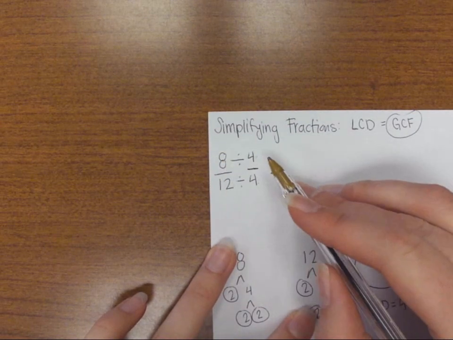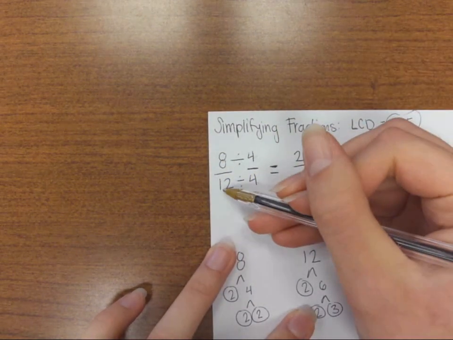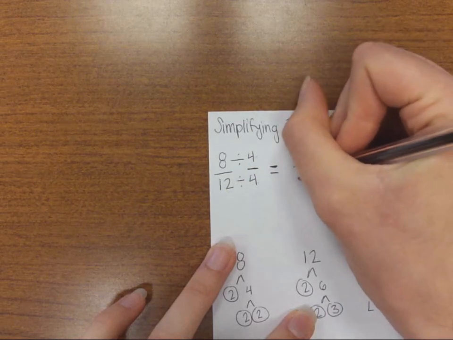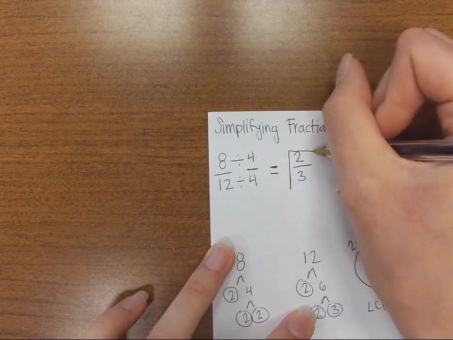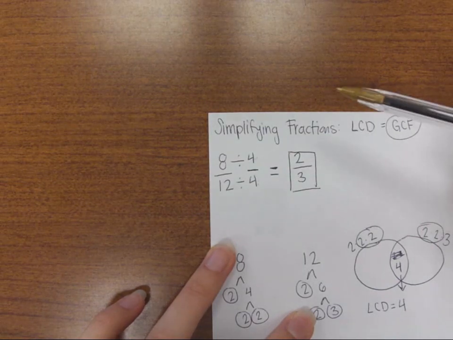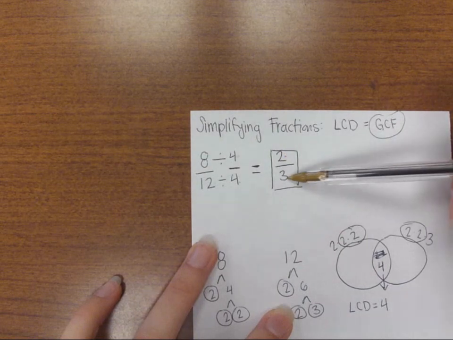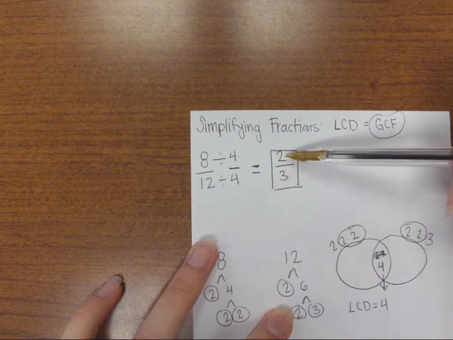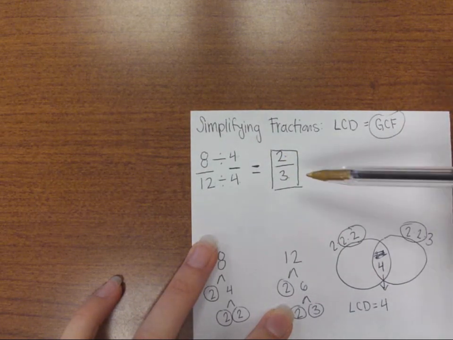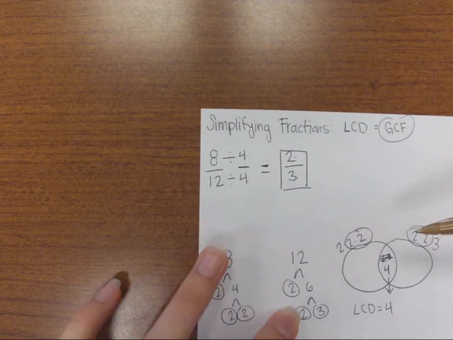Okay, when I do 8 divided by 4, it gives me a 2. When I do 12 divided by 4, it gives me a 3. So when my fraction's all the way simplified, I'm left with 2 over 3. And I know that this is simplified all the way because 2 is prime and 3 is prime. That's one way. I can also see that 2 and 3 are one number apart, and I know that 2 and 3 can't get any smaller, so that's my simplified fraction.